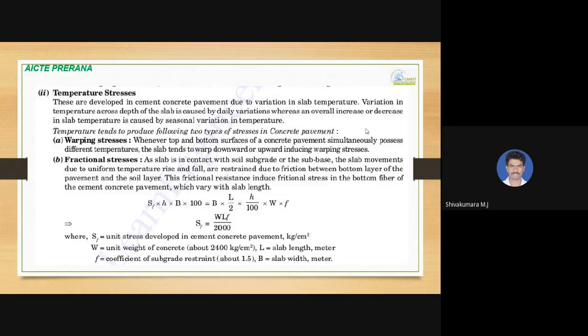So it can be calculated by using the formula SF equal to WLF divided by 2000, where SF is the unit stress developed in the concrete pavement, W is the unit weight of concrete, L is the length of slab, F is the coefficient of subgrade reaction, and B is the slab width in terms of meters.